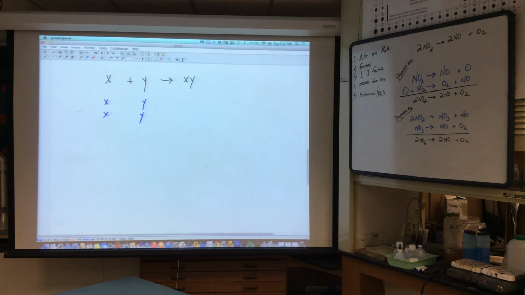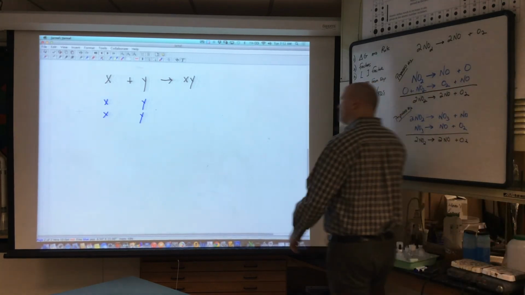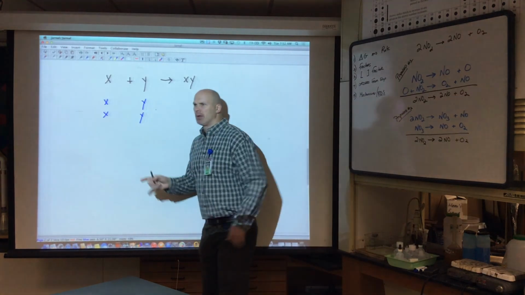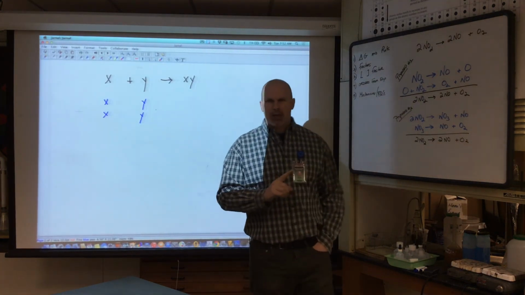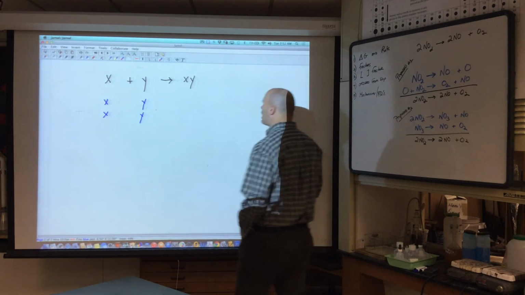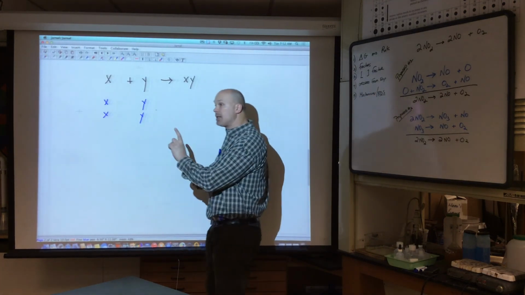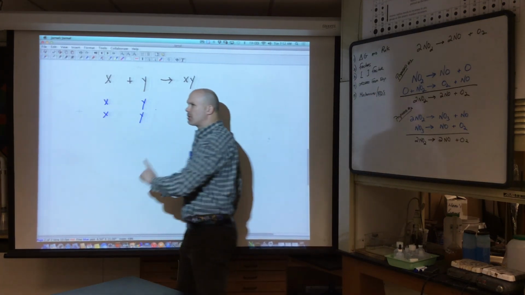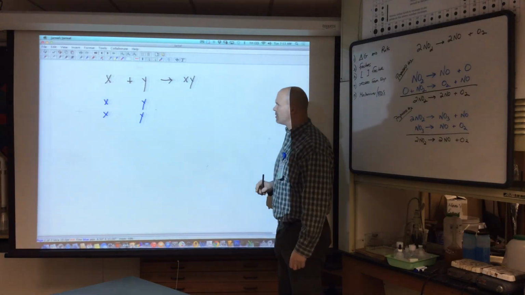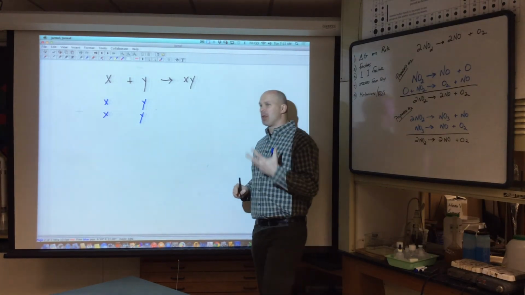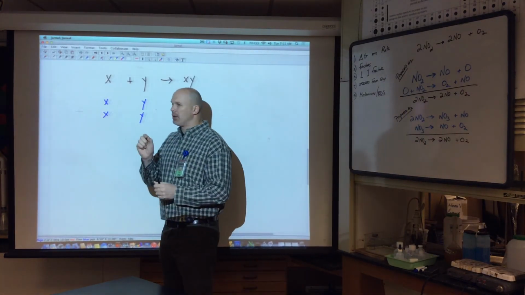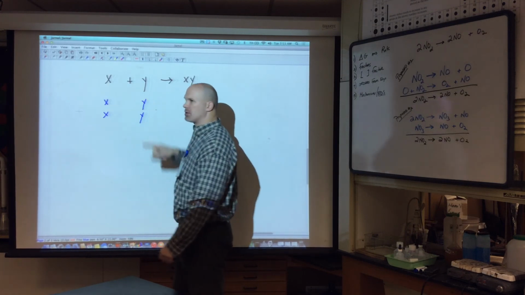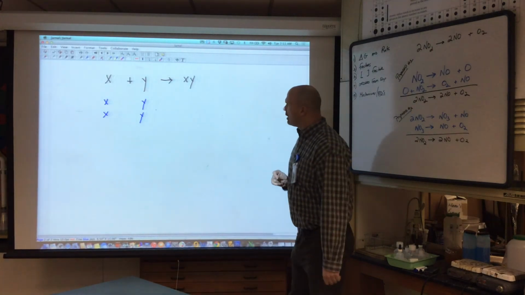Okay? And clearly they have to collide effectively in order to make XY. All right. So what we're trying to do here is figure out some kind of equation that's tied to the concentrations, or the initial concentrations of our reactants. So what we're doing is we're building this equation. And we can't do it just by looking at the coefficients. And there's a reason for that.